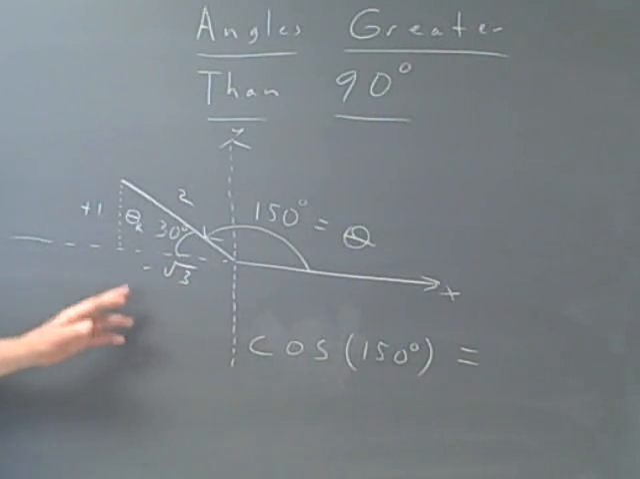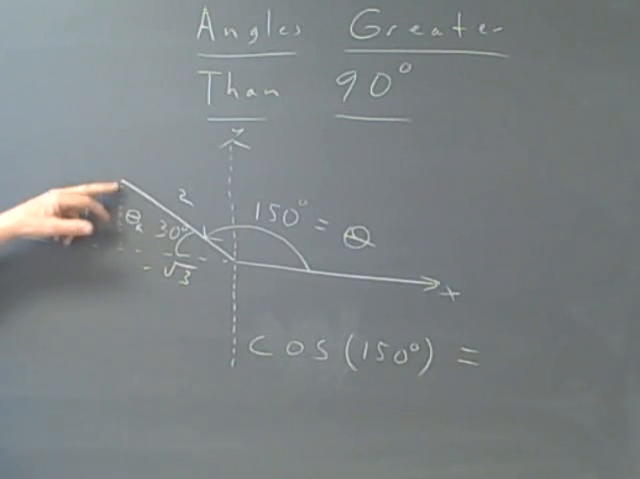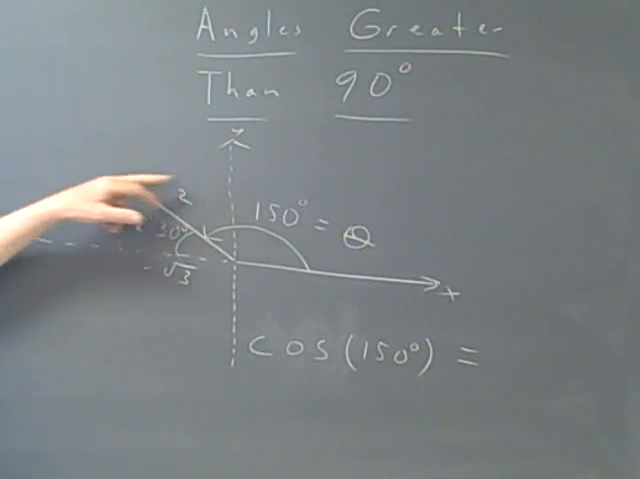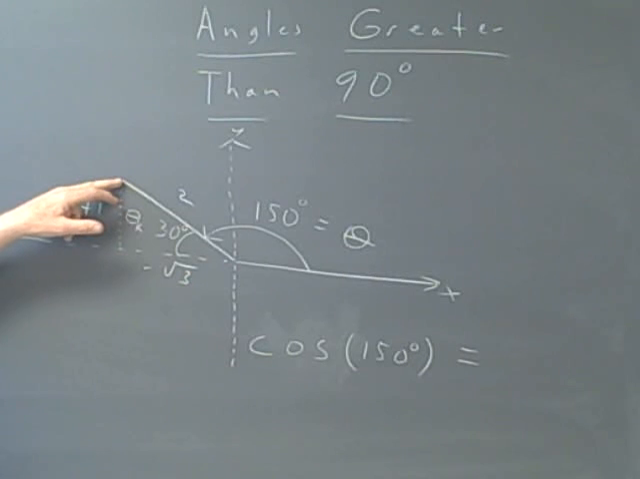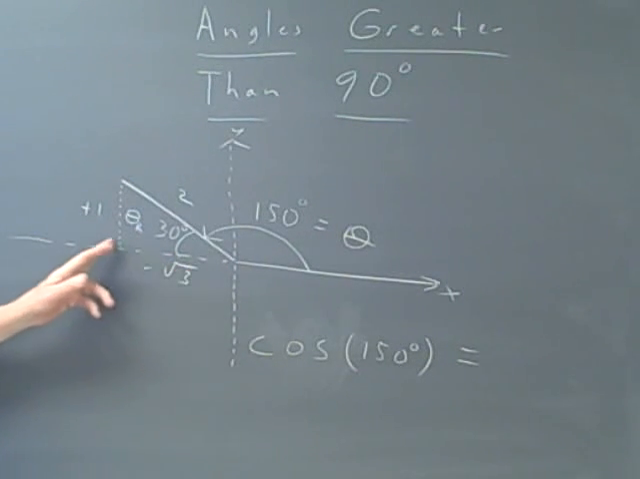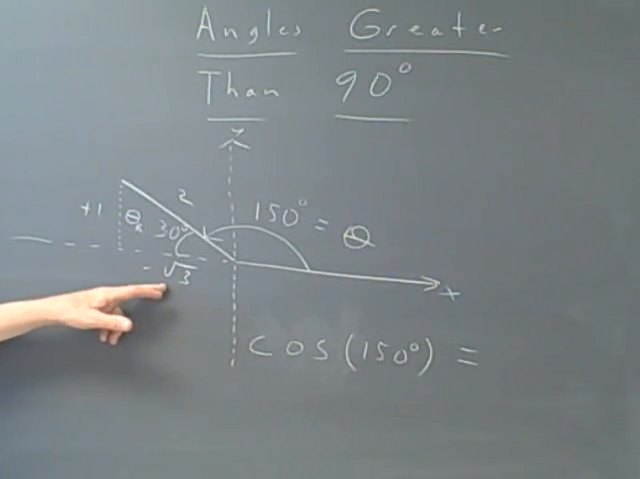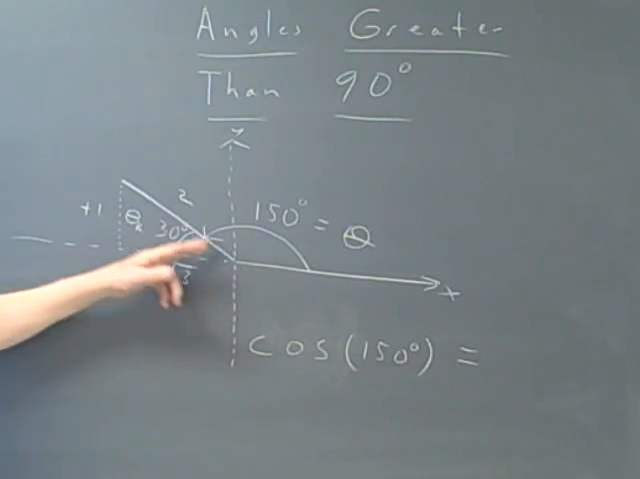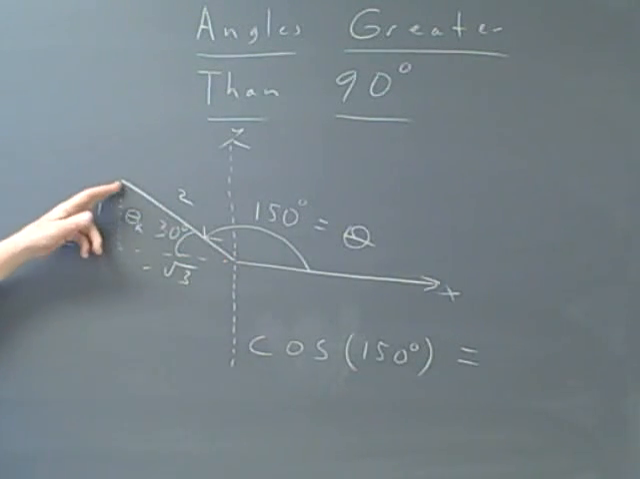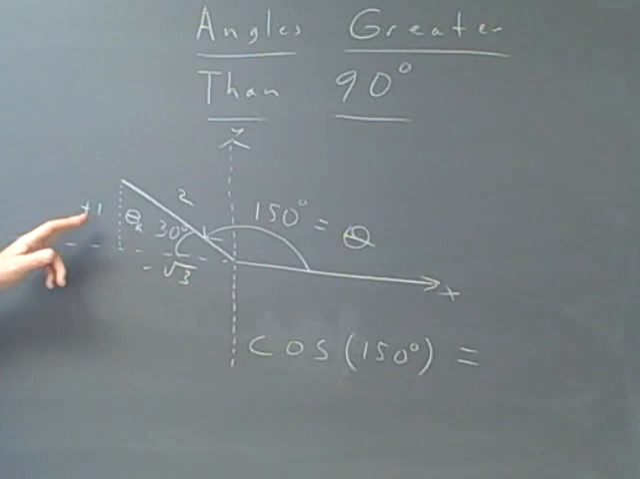Now let me repeat that. We look at this side and see that it's going up, and it's a positive y value if we go up to the point at the end of the terminal side. If we go this way, this is going to be a negative value. Remember, this is a 30-60-90 triangle, so this is 1, 2, square root of 3. We always consider the hypotenuse to be positive in any of our angles. So this one's negative and this one's positive.